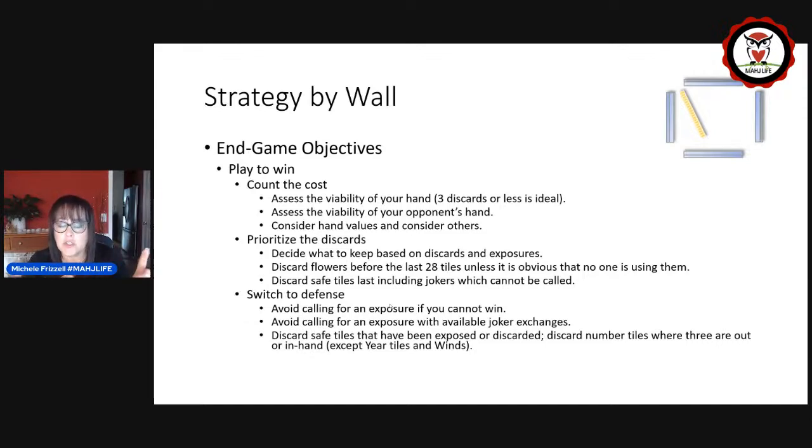You also want to look at your opponents' hands and assess their viability. And right now there's one exposure for the player on our right. They have a pung of East. We don't know which hand they're playing though. They could be playing the first hand under winds and dragons, or the second hand down, East and West with a run. We don't know yet what they're playing.